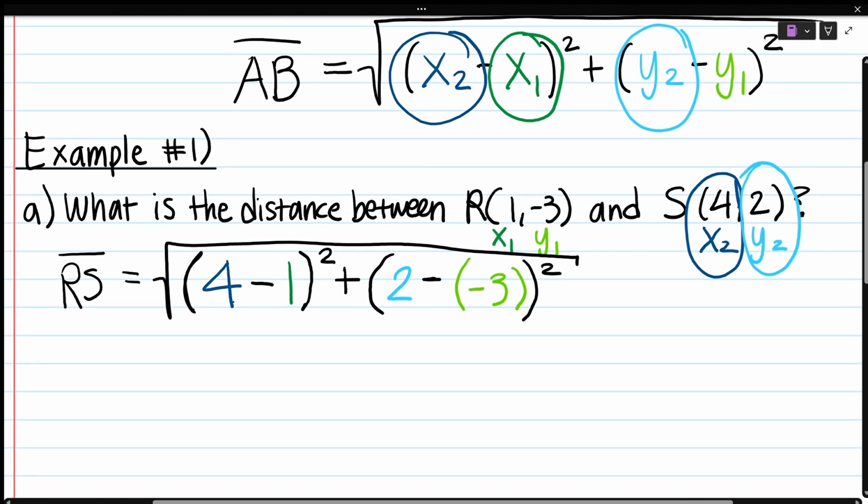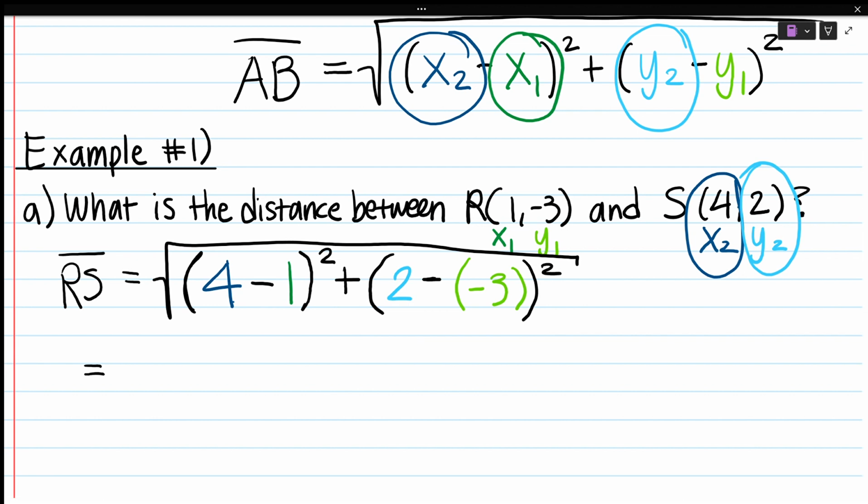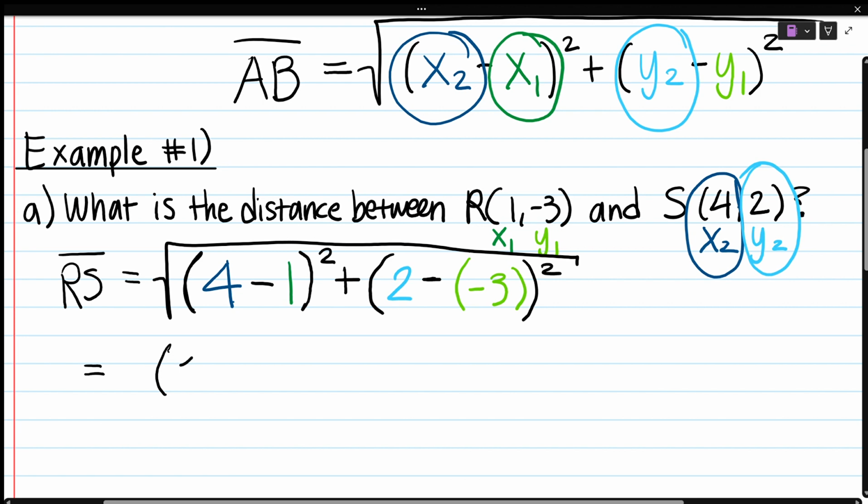This is the most difficult part here, plugging it in. Because if you mess up these numbers, then you will mess up the rest of the problem. So you want to make sure you know how to do that. 4 minus 1 is just 3, so that turns into 3 squared. Plus, and this part is where it gets a little bit tricky, 2 minus -3. You are basically multiplying the minus and the negative, so that turns into a positive. So 2 plus 3, and we know 2 plus 3 is 5, so that's 5 squared.